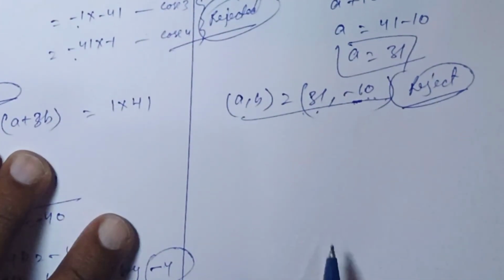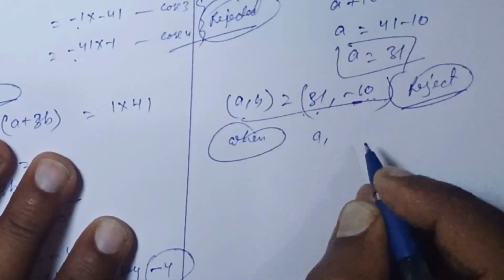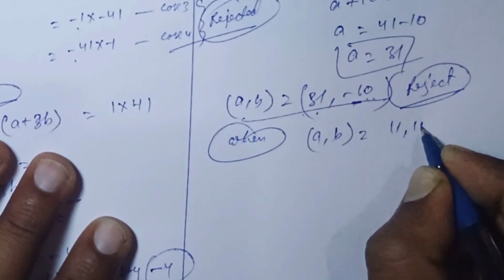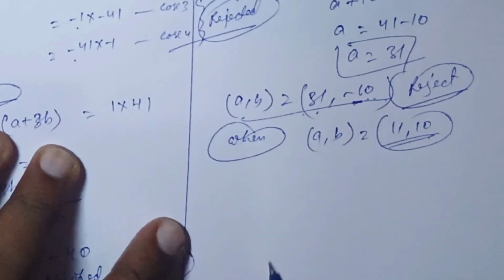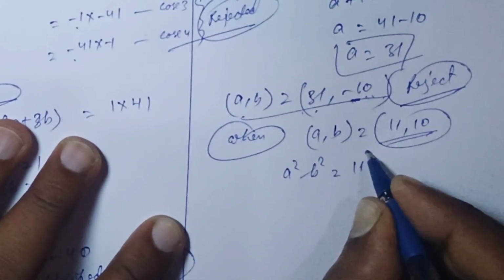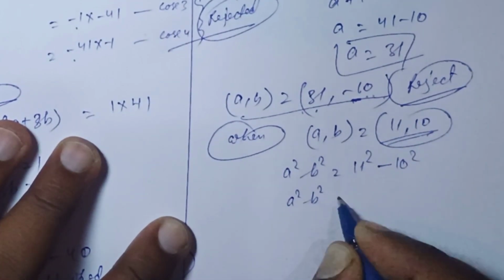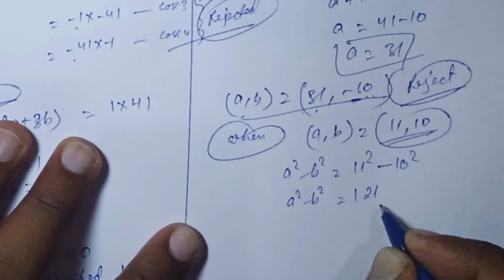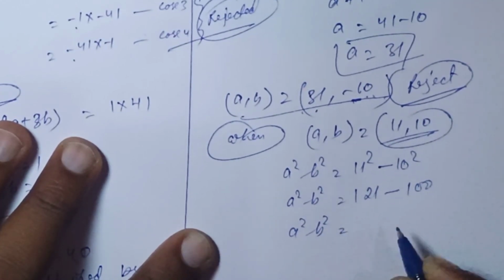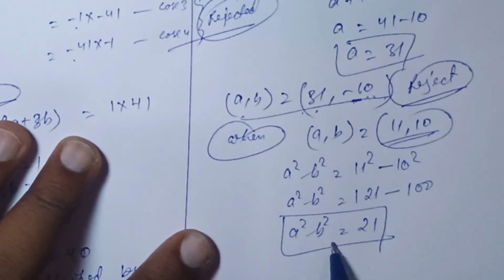After the next step, see here, a comma b value 11 and 10, only this value will be accepted. Therefore a square minus b square is equal to 11 square minus 10 square. A square minus b square is equal to 11 square 121, 10 square 100. A square minus b square is equal to how much? 21. This is the final value of a square minus b square.